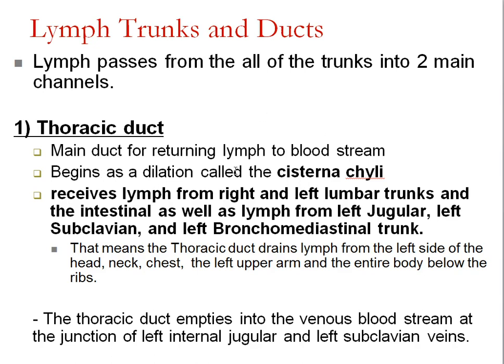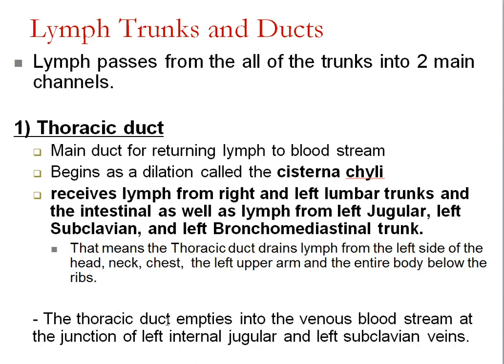It starts out as a dilation called the cisterna chyli, and it's going to receive the lymph from your right and left lumbar trunk, the intestinal trunk, lymph from the left jugular, left subclavian, and left bronchomediastinal trunk. So that means the thoracic duct drains lymph from the left side of the head, the neck, and the chest, the left arm, and the entire body below the ribs. So it's doing almost everything.